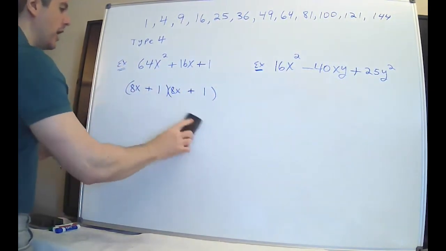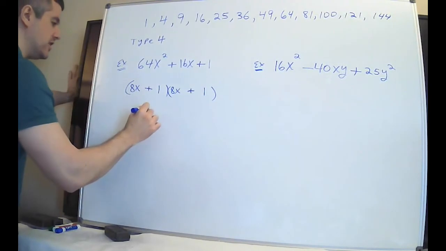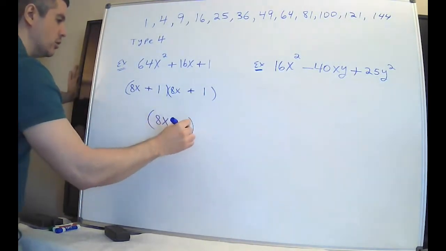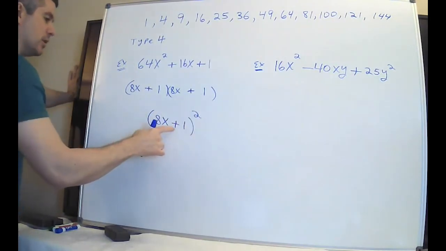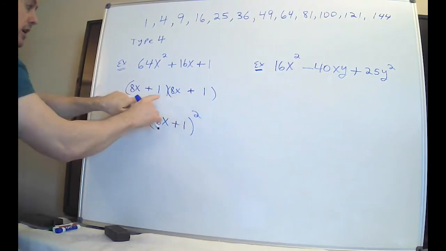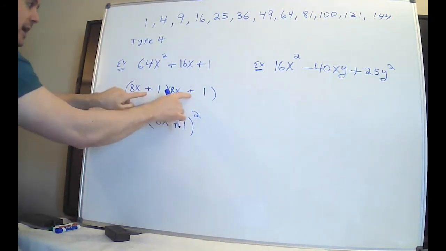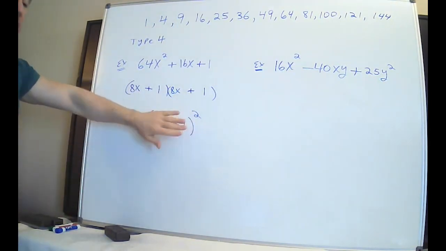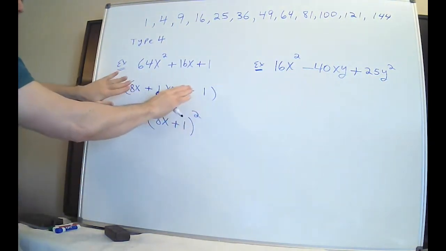Now, as I said, if you want to write this in a more sophisticated way, which we will do later in the semester, you can write it as 8x plus 1 squared, right? This means something times itself with the same sign. So you can write that. For now, if you don't want to, don't. You can leave it like this. This is perfect.